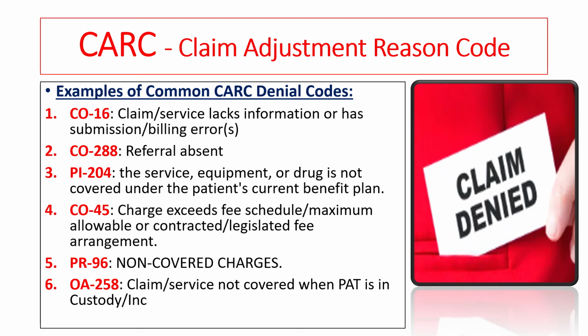Coming to another example, CO288, referral is absent. The medical claim is not paid to the doctor because of reason CO288, nothing but referral is absent. Referral is not available on the claim form. So that is what we have to understand by seeing the denial code. For example, one more code I have given, PI204. PI I already explained, right?